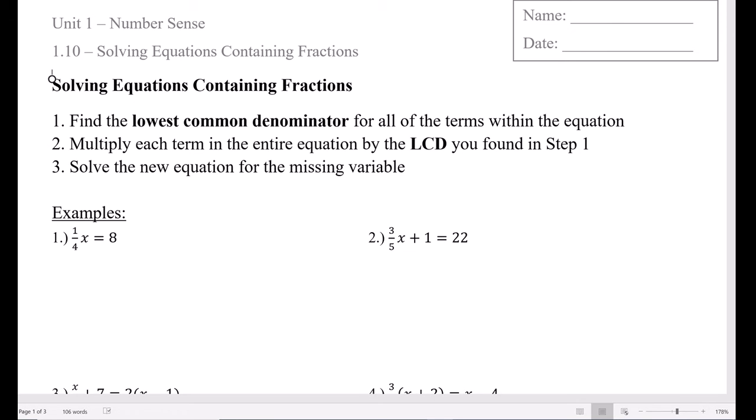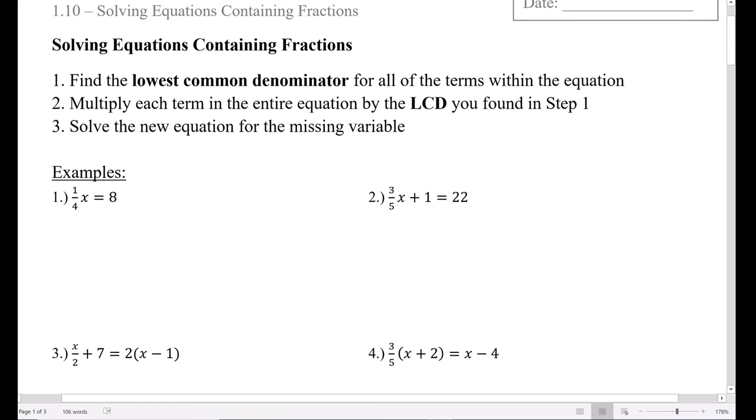Once you've done that, once you found a lowest common denominator and you convert everything over into fractions with that denominator, you're then going to multiply each term in the entire equation by that number, because then what that'll do is, you'll see here in a minute, it essentially cancels out all the denominators and turns our equation into an equation that no longer contains any fractions. So I'll do a couple examples here just to kind of get you started.